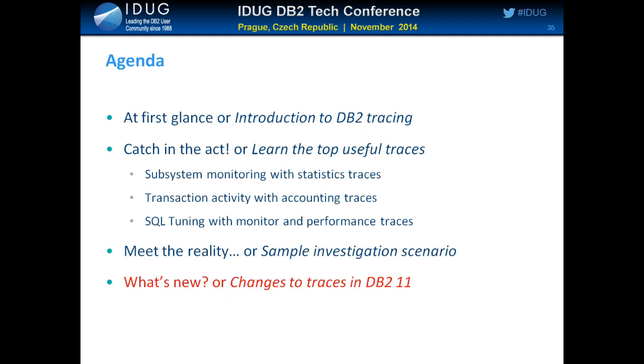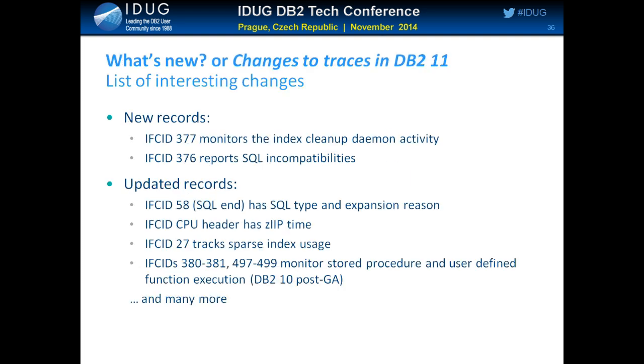And now we switch to Db2 11, unless anybody has anything. Okay, what is interesting in Db2 11? There are just a few new records. One is 377, which monitors the index cleanup daemon activity, and the new record 376, which reports SQL incompatibilities. And quite a few records were updated. For example 58, which is the SQL-related record written when the SQL ends. Now it has SQL time and expansion reasons, so we'll speak about query transformation here.